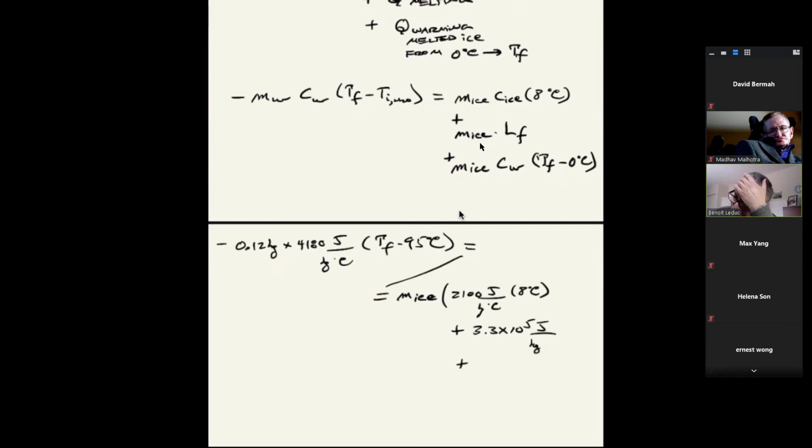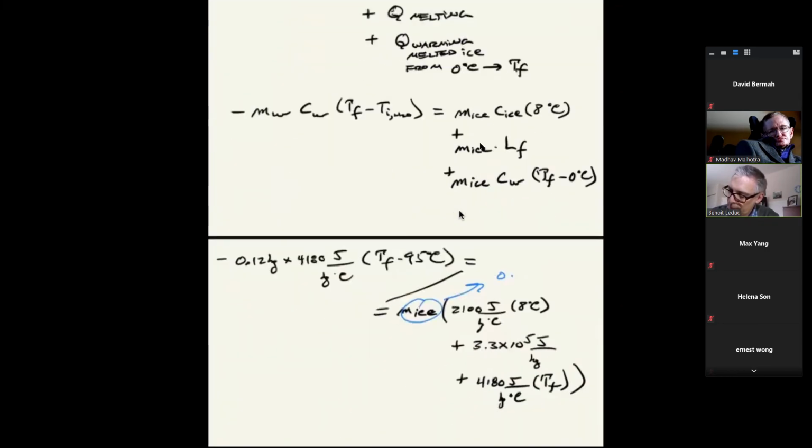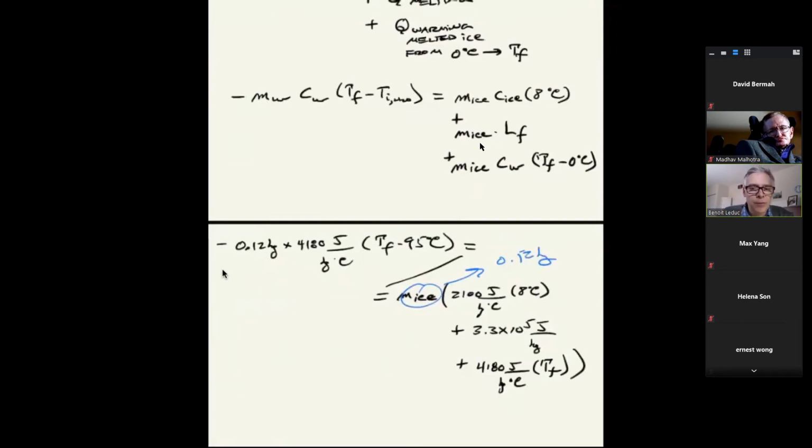Plus, now the ice has been turned into liquid, so it's the heat capacity of water times TF, because it's 0. The mass of the ice here is 0.012 kilogram. And you just isolate for TF. It's a little bit long, but it's just math. And then you're going to find that it's about 50.3 degrees Celsius.